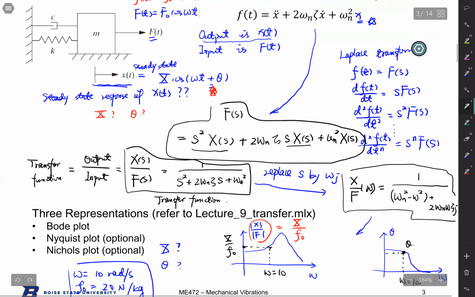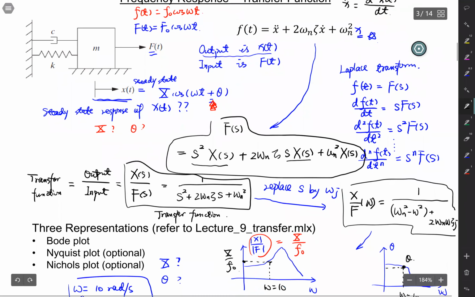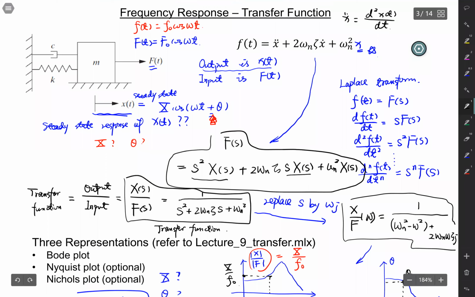Make sense? So that's how you, when you have an ODE, find the steady state response. That's how you do it following the transfer function or the Laplace transform. You just replace time-dependent functions by S functions, and then you shift things around, make sure you put your output on top, input on the bottom, and then you find the transfer function.